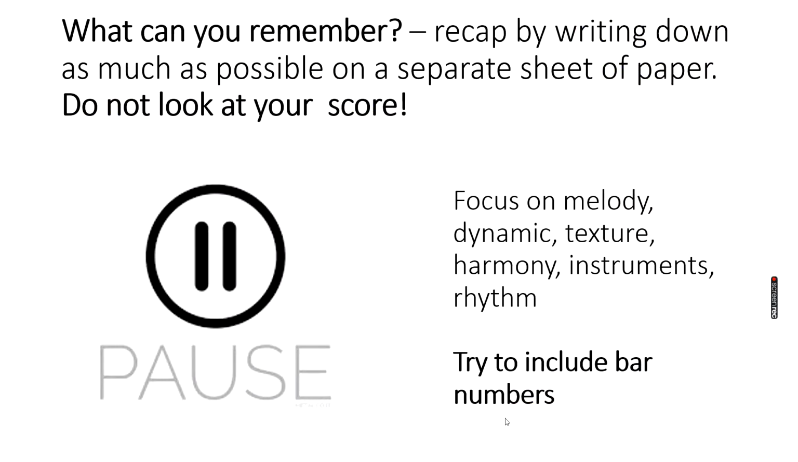Get ready to pause. Let's see what you can remember. You're going to recap everything you can remember about section A of the minuet, writing it down on a separate piece of paper without looking at your score. What I want you to do is write down as much as possible for melody, dynamics, texture, harmony, instruments and rhythm, writing down anything you can remember. And if possible, try to include the bar numbers. Pause the video to write it all down.